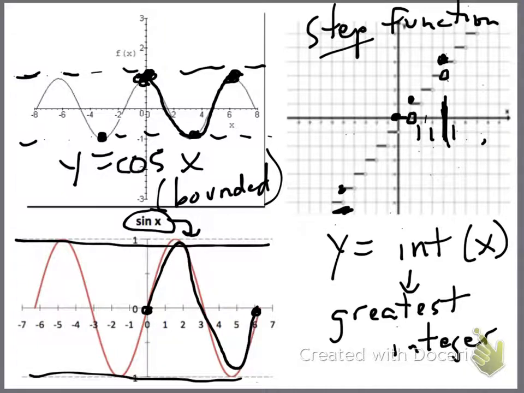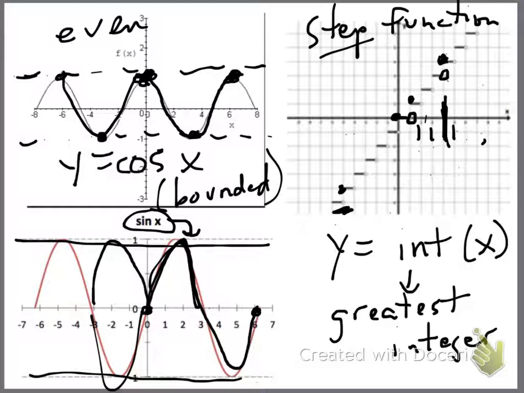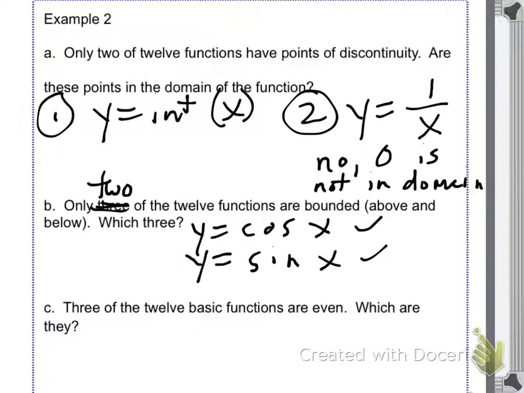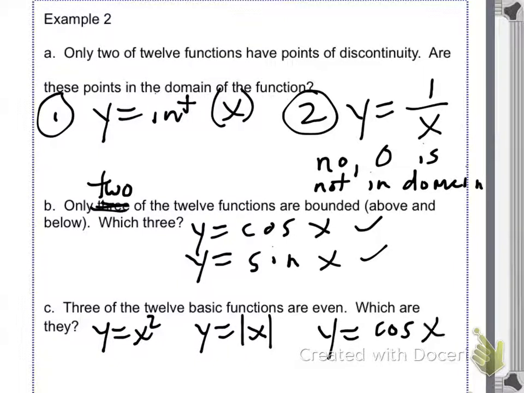Let's see. Is the cosine function symmetric? If we flip that over, that appears to be the case. So cosine is even. Sine is not. If you look, sine is not, because if you flip this first hump over, it looks like that, which it's not the case. It's down there. So sine is not even. So we have y equals x squared, y equals absolute x, y equals cosine x.